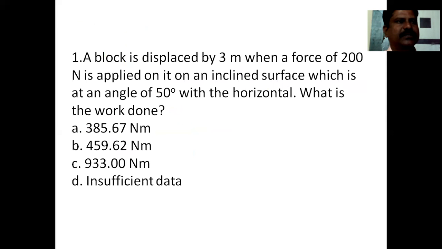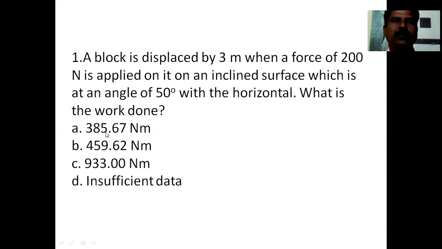So see here, the first one: a block is displaced by 3 meter when a force of 200 Newton is applied on it on an inclined surface which is at an angle of 50 degree with the horizontal. What is the work done?